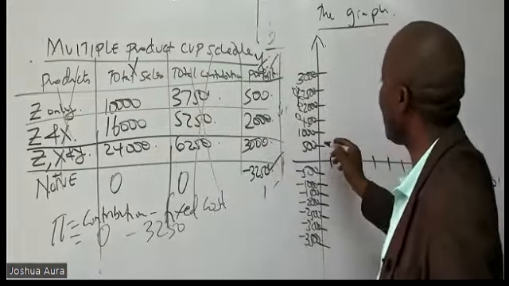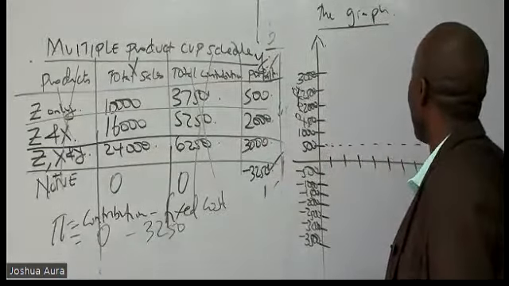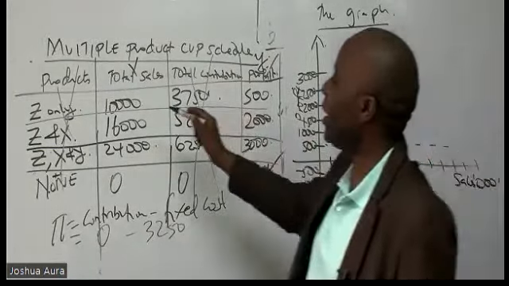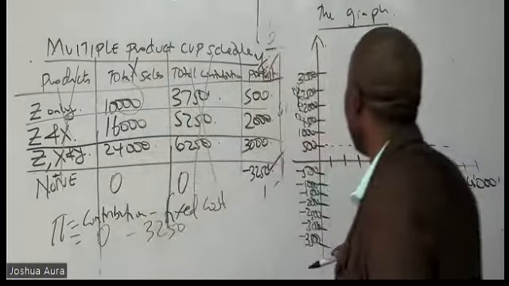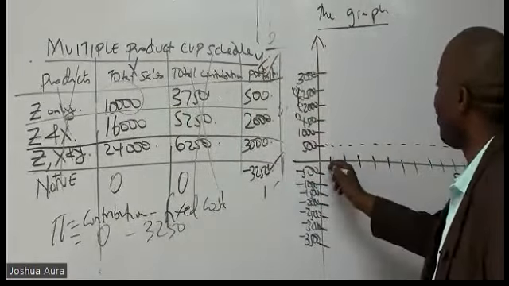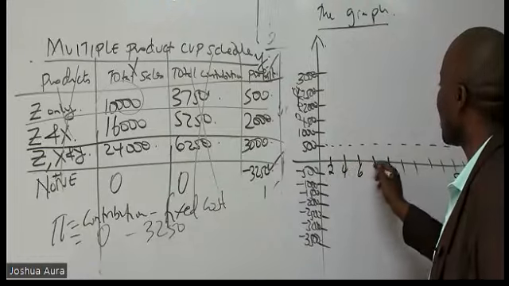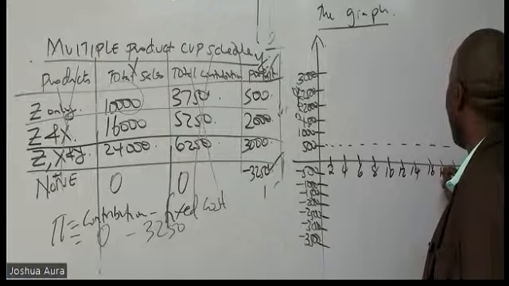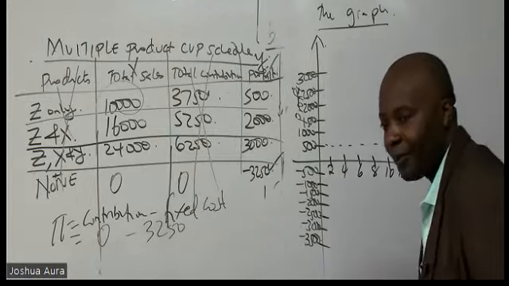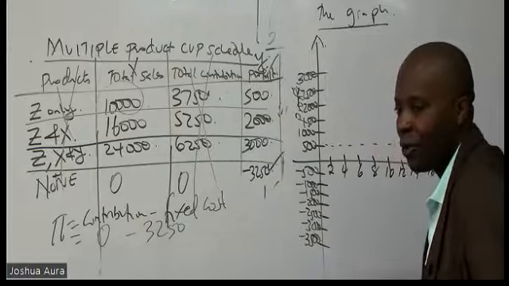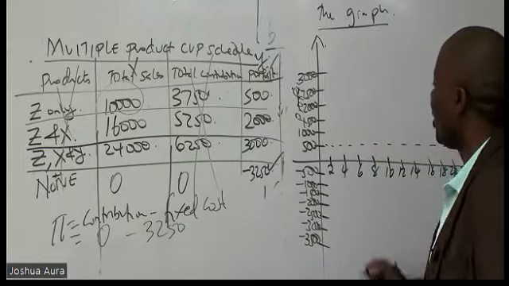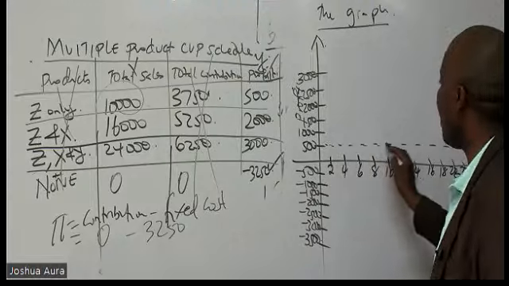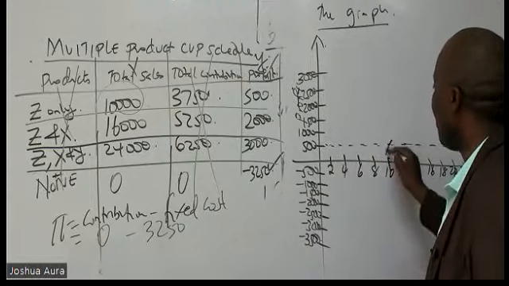So when profit is 500, we can see that the y is 10,000. I've not even done mine. 2, 4, 6, 8, 10, 12, 14, 16, 18, 20, 22, 24. So in this case here, when profit is 500, we have x is 10. You put a mark there.